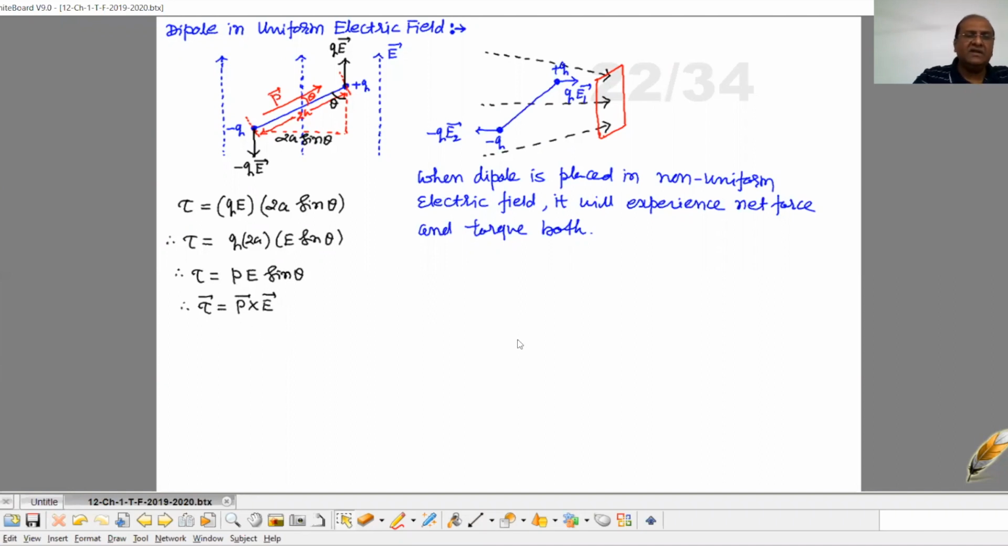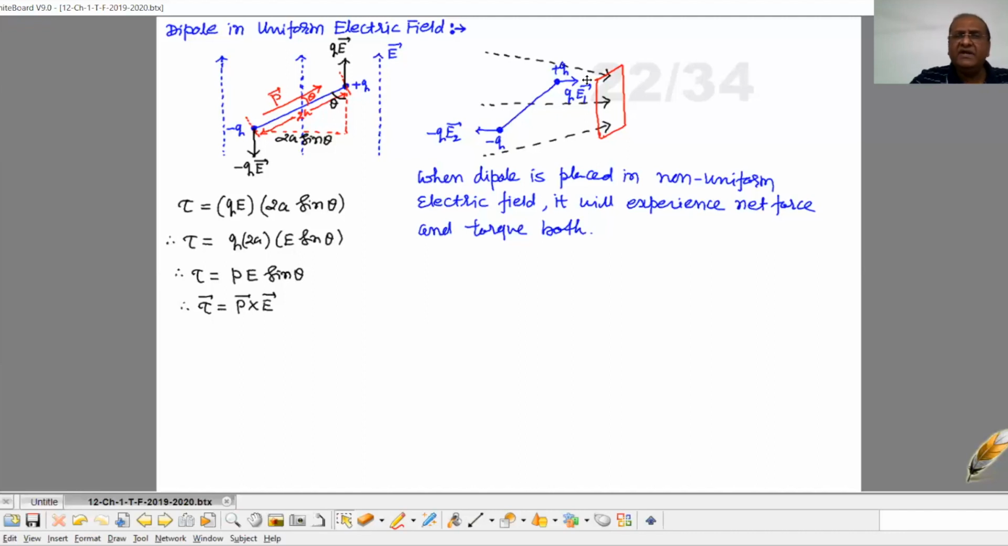Now under the effect of this particular torque, the dipole will be rotated in such a way that theta will be decreasing. And when it is aligned with the field, then theta will be 0, so torque will be 0. Clear? So whenever the electric dipole is placed in the external uniform electric field, the torque acts on it, and under the effect of it, it will try to align itself in the direction of the field.